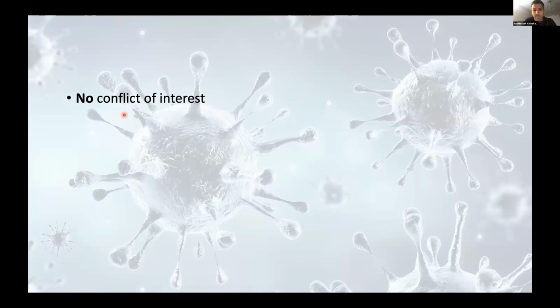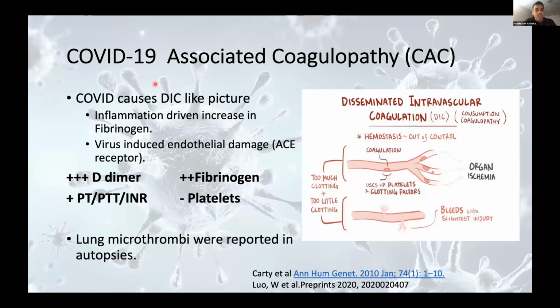I have no conflict of interest. The entity or the term COVID-19 associated coagulopathy, I think most of us who dealt with COVID-19 agree on that term. We all see it, especially in the ICU settings. And it is believed that severely ill COVID-19 patients develop coagulopathy, and it is characterized by profound clotting more than bleeding. So many people describe it as a DIC-like picture.